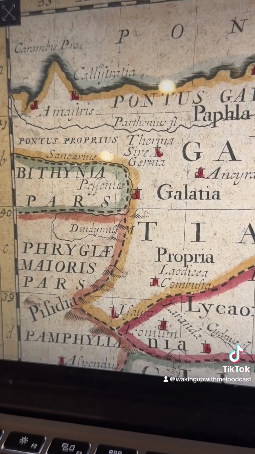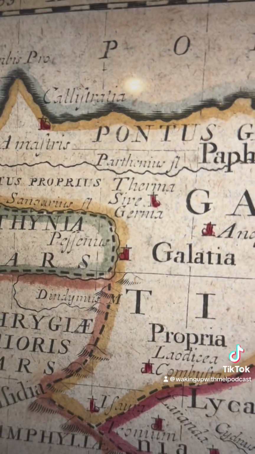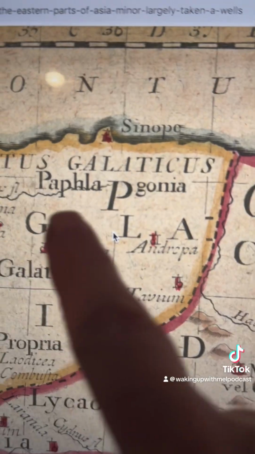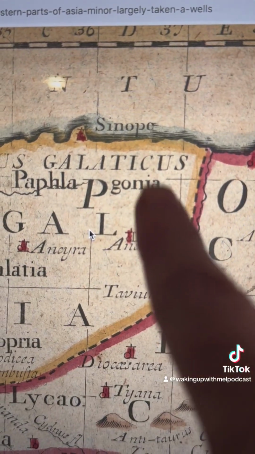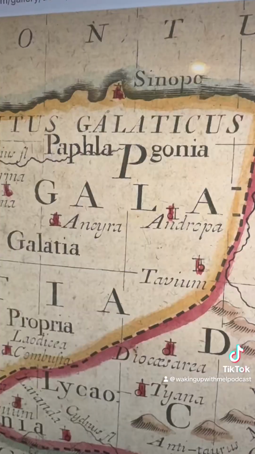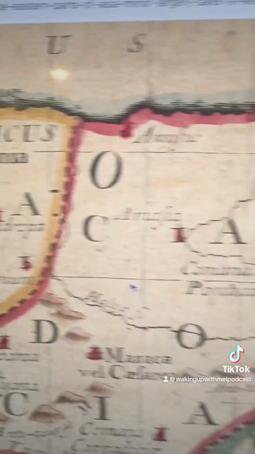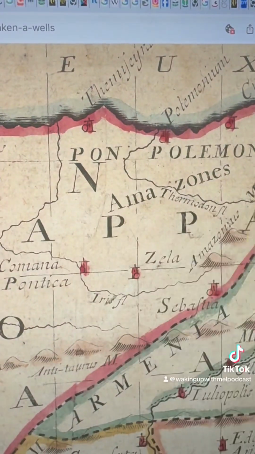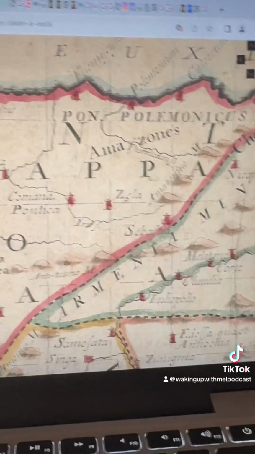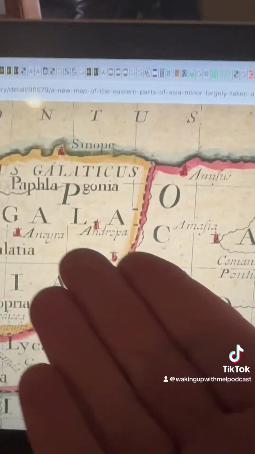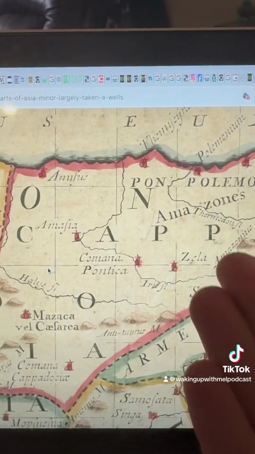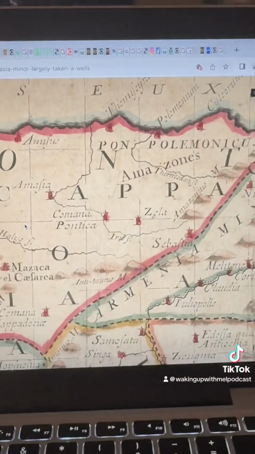Okay, so here we are on this old map. And to me, that says Patagonia. Okay, all right, so Patagonia, and then over here, Amazons. As far as I know, the Amazons and the Patagonia are only in South America, right?